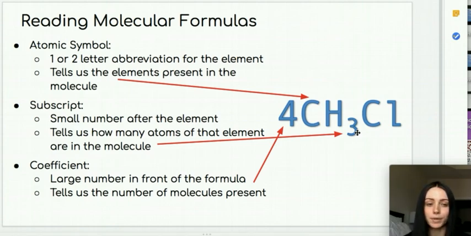The third component of a molecular formula is the coefficient. The coefficient is the large number that will come in front of the whole formula. This tells us the number of molecules of that compound that are present. In this case, the coefficient is 4, telling us that in this example, I have 4 molecules of the compound CH3Cl.